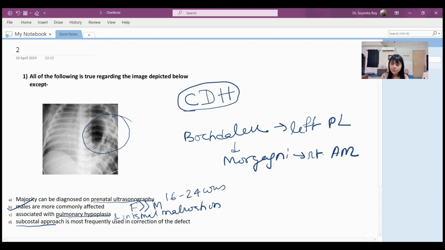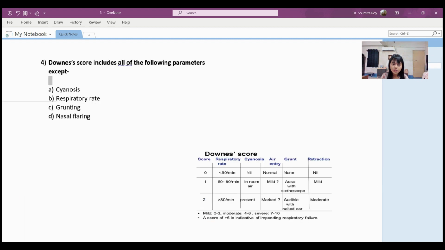So next, moving on to the third MCQ. Downes score includes all of the following parameters except. So basically, students, lots and lots of MCQs have already been asked from Silverman score. So I don't think Silverman score is again a hot topic. I feel Downes score might be asked this time. So Downes score includes all the following parameters except.